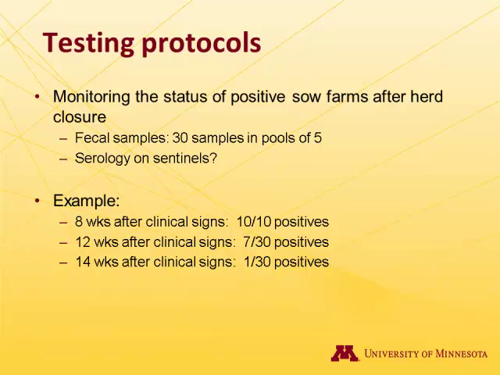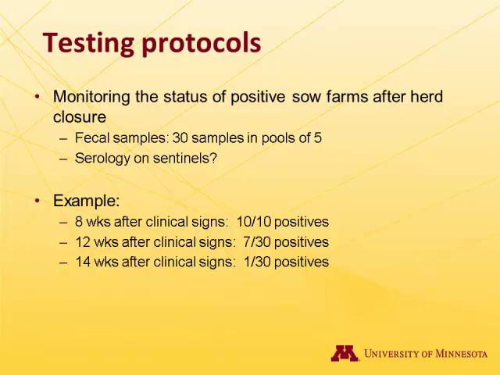Eventually, serology on sentinels might work, but most of the farms are not at the point where they are introducing negative gilts. And just as an example, here we have a farm that did some testing. 8 weeks after clinical signs, they got 10 out of 10 positive. This is on piglets in the farrowing room. And then we went with the 30 samples. In this case, we're doing individual samples because we want to learn a little bit more before we go into the pooling strategy.